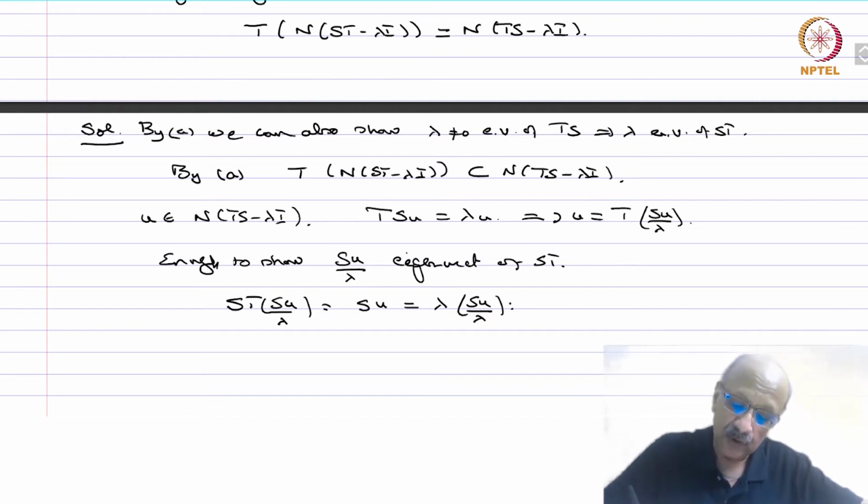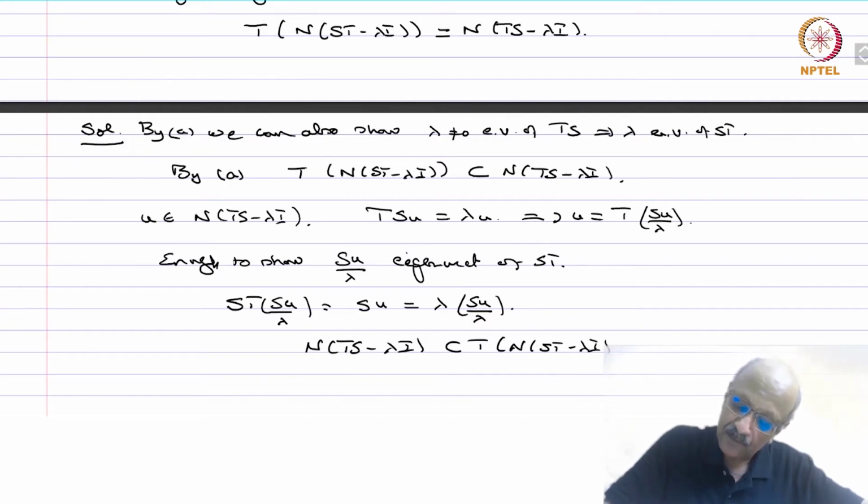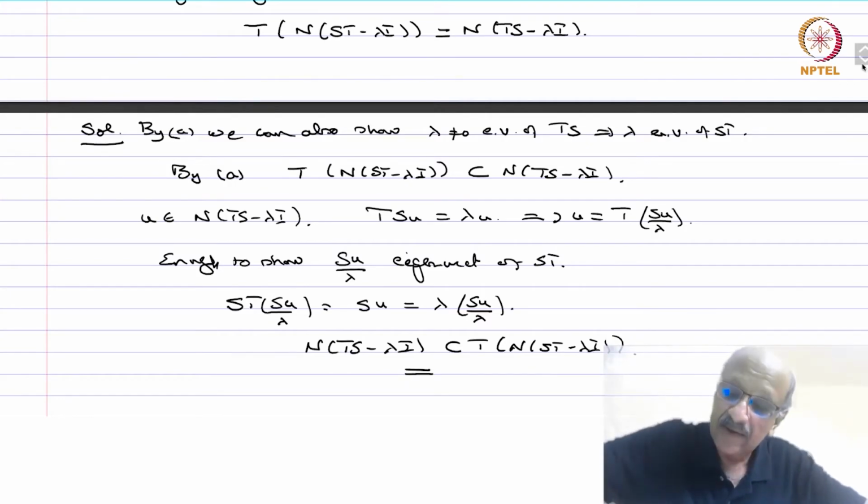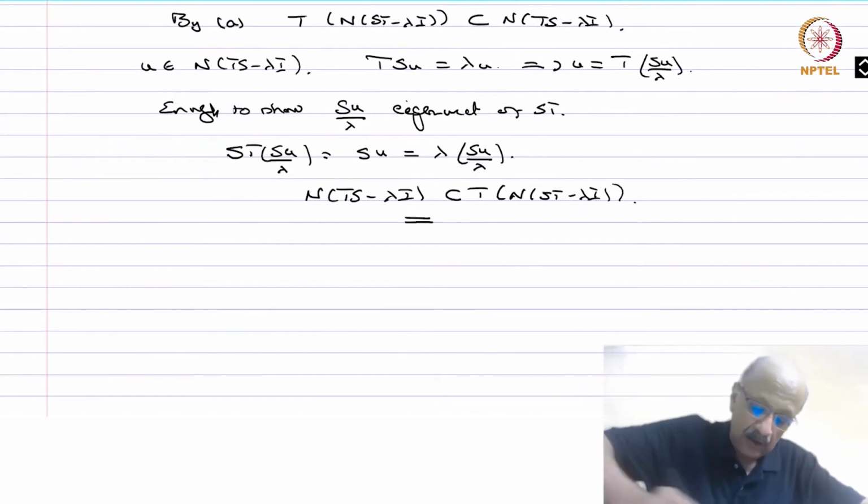Therefore, we have shown that the null space of TS minus lambda I is contained in T of the null space of ST minus lambda I. Okay, so we have shown that all the non-zero eigenvalues of TS and ST are the same. Okay, so remark.